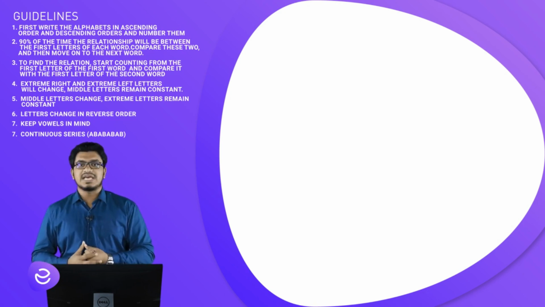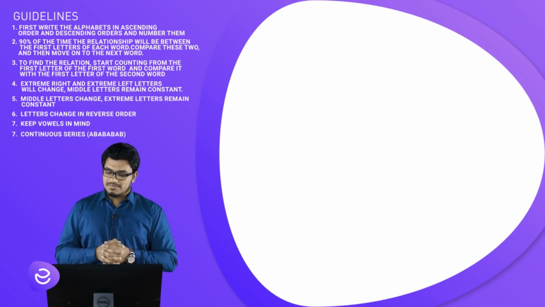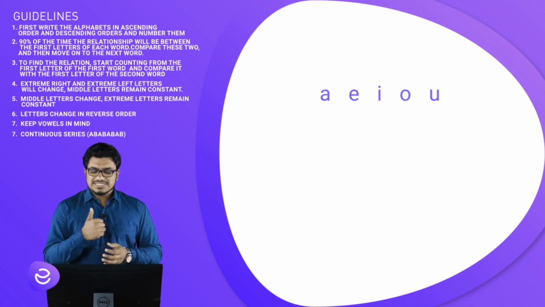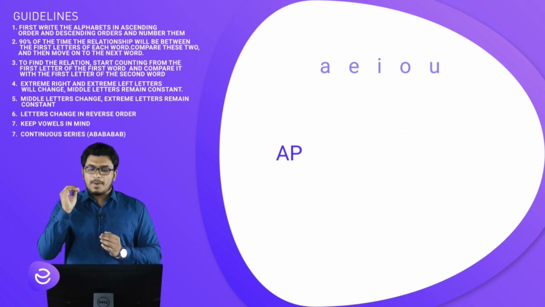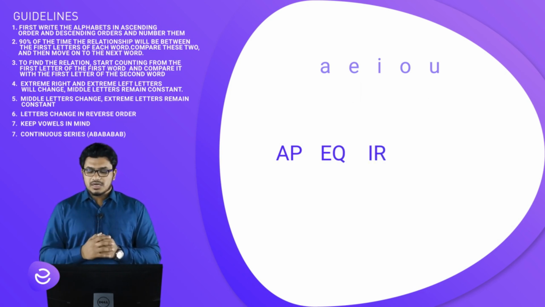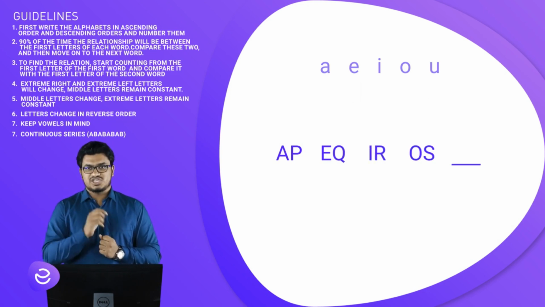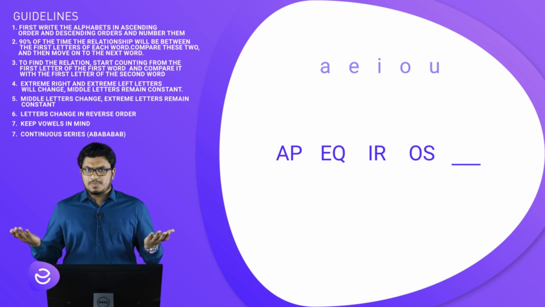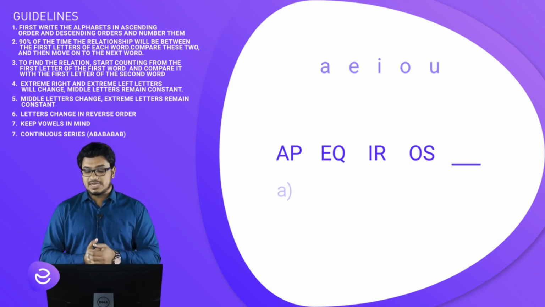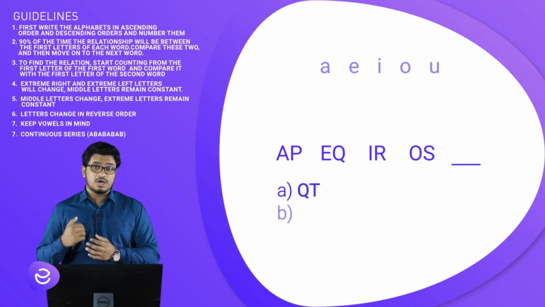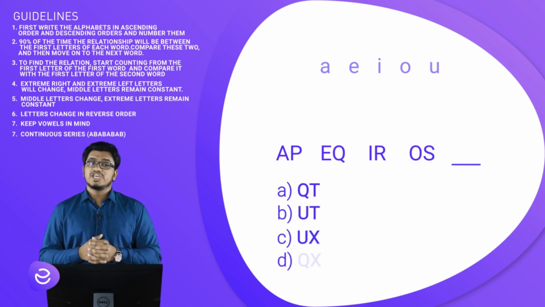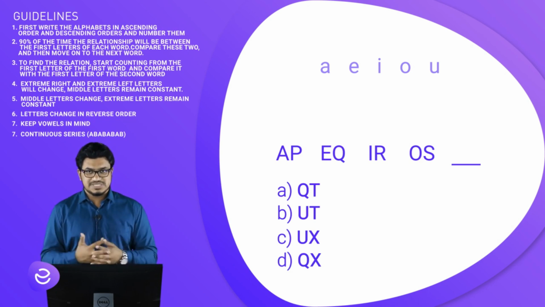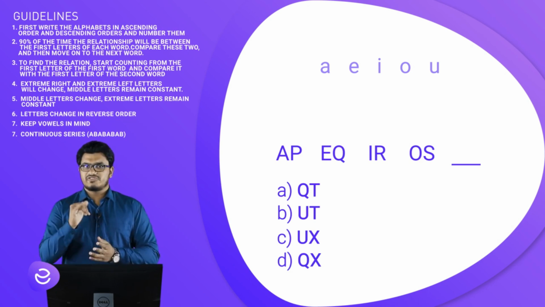So, the next one, as I said, is to keep the vowels in mind, A, E, I, O, U. For example, take the series AP, comma EQ, comma IR, comma OS dash. So, you will have your options. For example, the first option is QT, the second option is UT, the third option is UX, the fourth option is QX. So, you have your options there, you have your question, try to work it out.